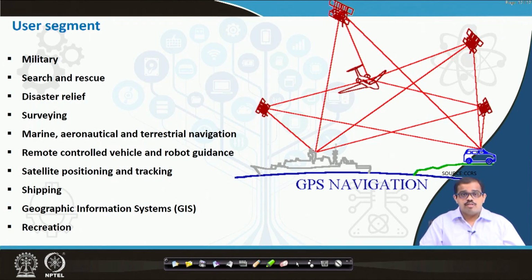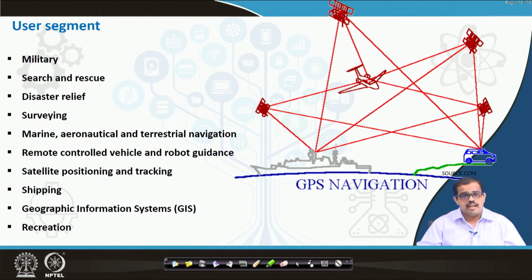Then you have remote controlled vehicles and robot guidance. This has increased over a period of time, and you can see now the huge number of remote controlled vehicles. Most of your very important vehicles, in terms of financial importance or political influence, have always been under robot guidance and also under remote control. So, this is again through a GPS. They track all of these vehicles through a GPS system.